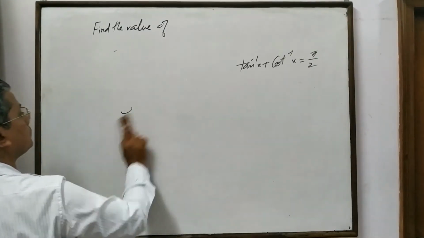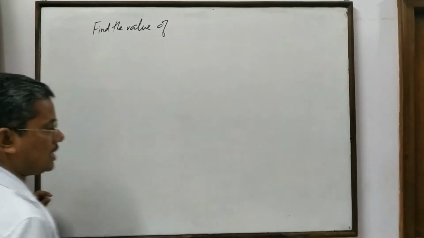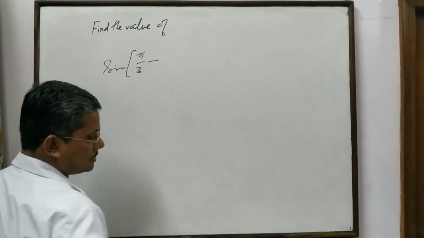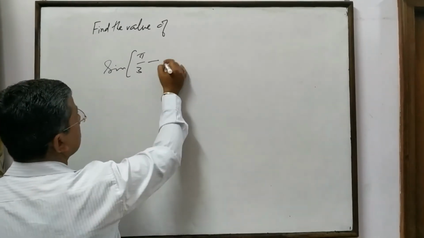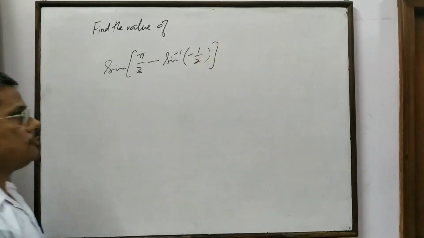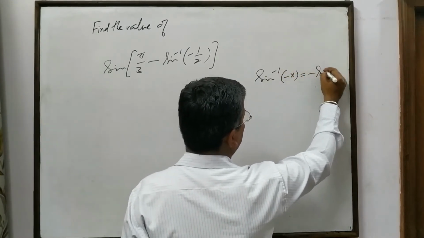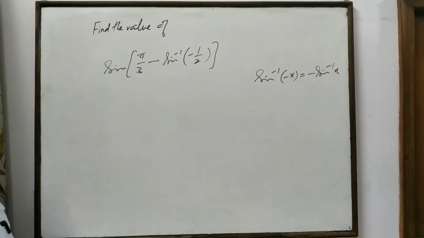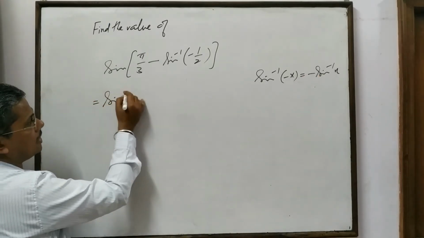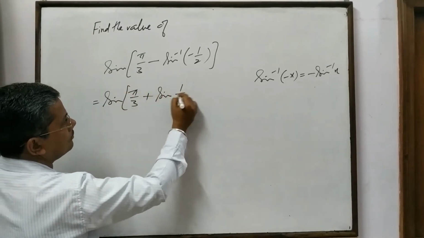Another question. Sine of pi by 3 minus sine inverse minus 1 by 2. Now sine inverse minus x, we have a formula: sine inverse minus x is equal to minus of sine inverse x. Using this, sine of pi by 3 plus sine inverse half.